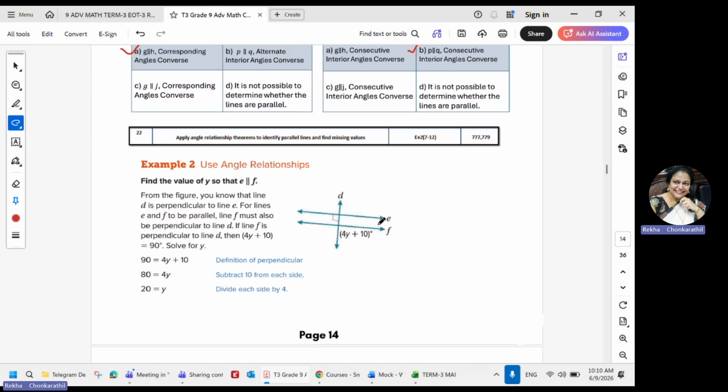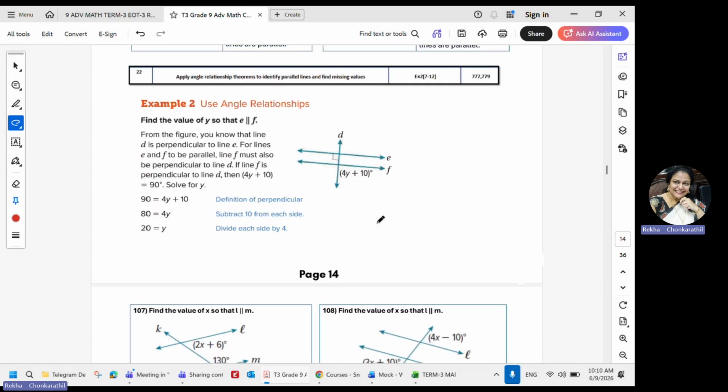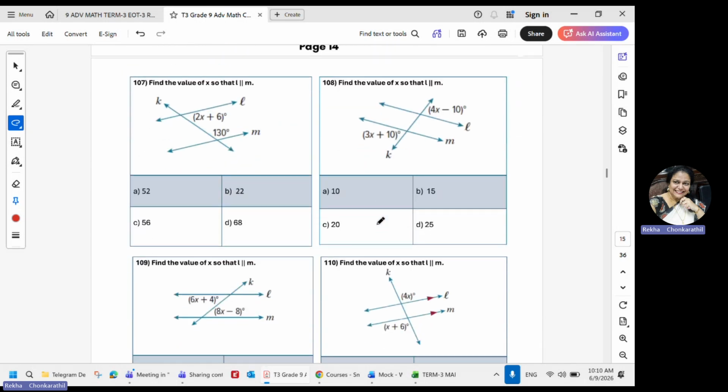Here we have applied the angle relationship between parallel lines and finding the missing angles. So let's do some sample questions. Please, you should be very careful about what type of angles we are talking about.